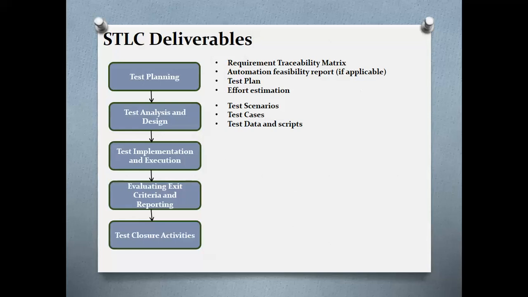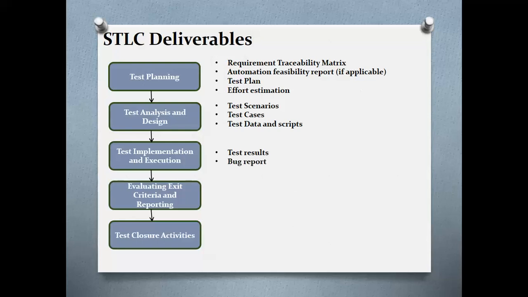During test implementation and execution phase, the test team would carry out the testing based on the test plan and test cases prepared. Test results document is created by the test team in this phase. Test results include the pass-fail status of the test cycle against each of the test cases executed. For each of the failed test cases, defects are logged in the defect tracking tool.